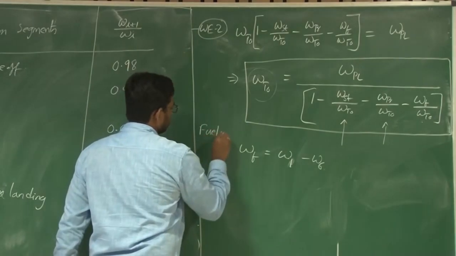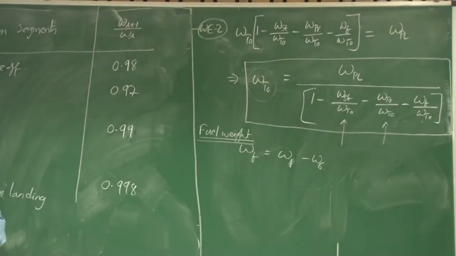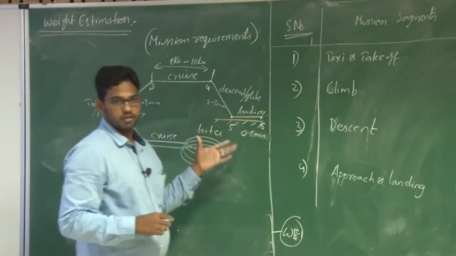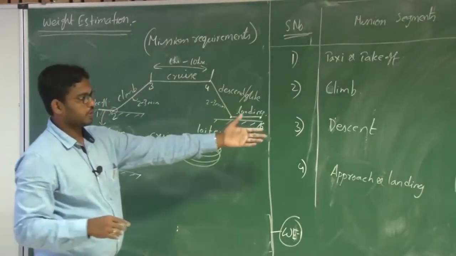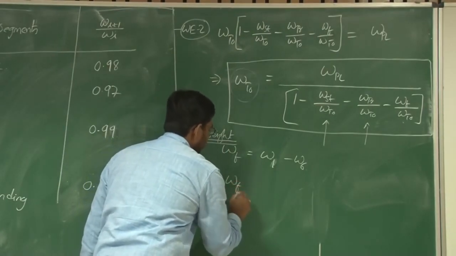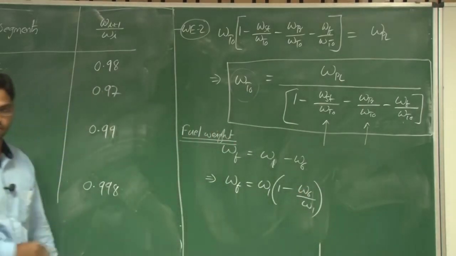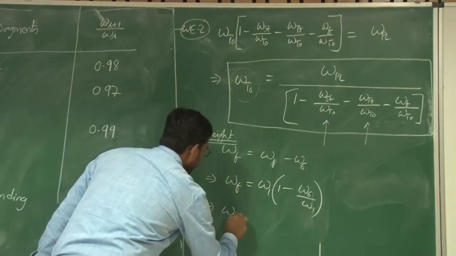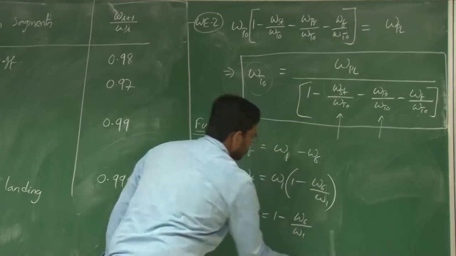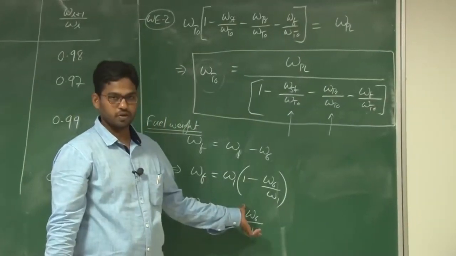Fuel weight WF is equal to W1 minus W6, where W1 is the maximum takeoff weight and W6 is the weight after landing. So during this entire process, whatever fuel has been consumed will be WF. This is straightforward. WF is equal to W1 into 1 minus W6 by W1, where W1 is the takeoff weight, am I correct? To estimate this WF by W takeoff, we need to find the weight ratio of W6 by W1.